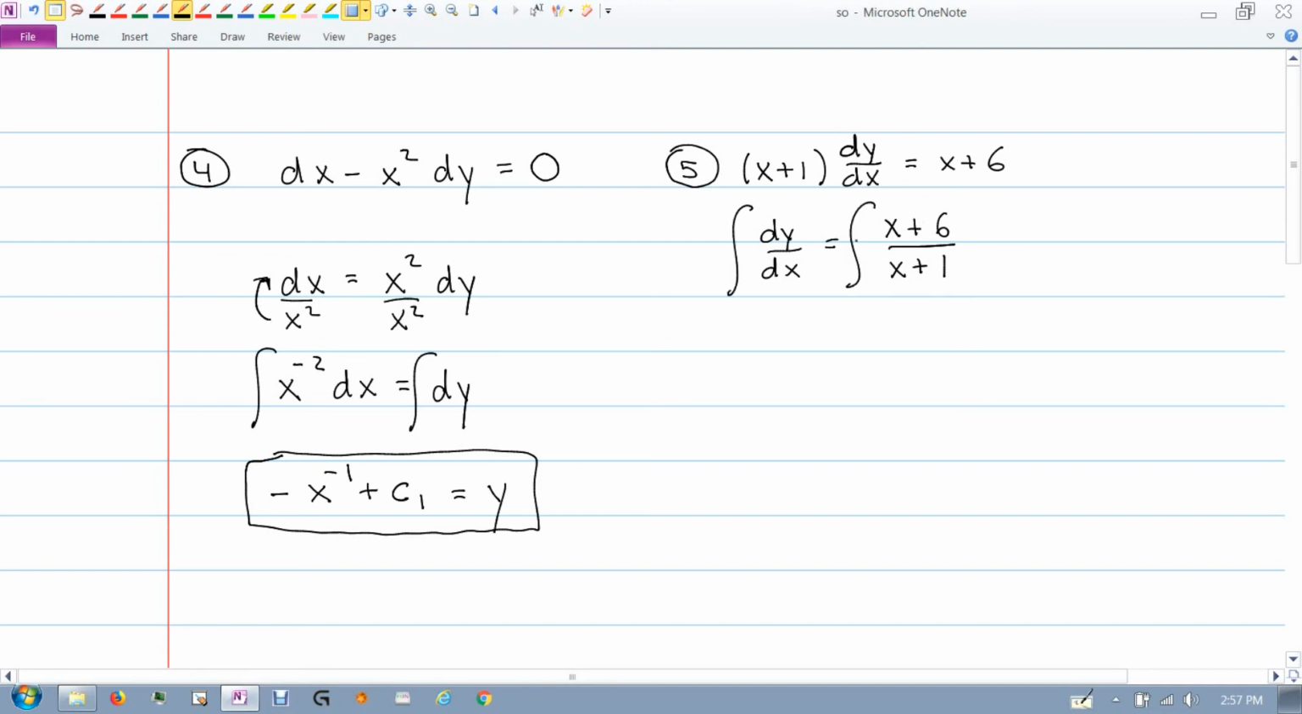And hold on, I forgot, when I divided through by the x plus 1, I multiplied both sides by dx also. Okay? So that's why I have dx here like that. Okay, so let me clear that out of there.